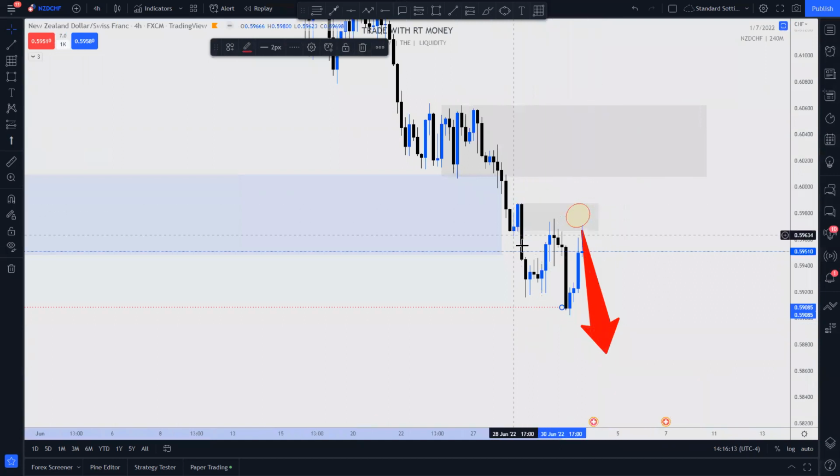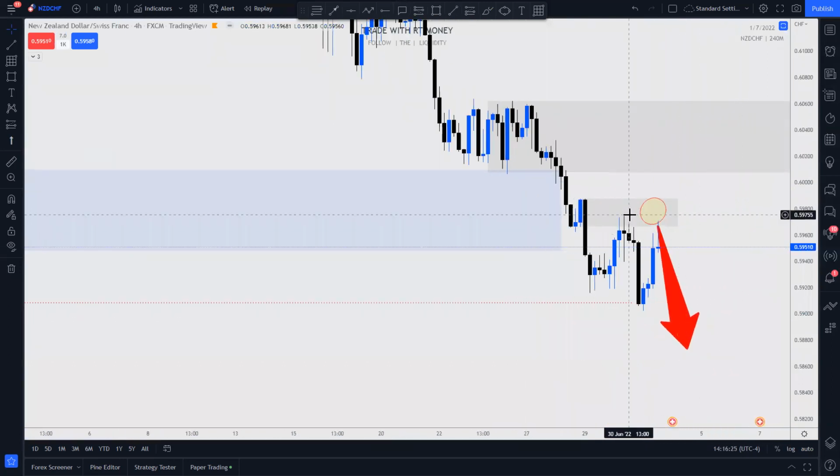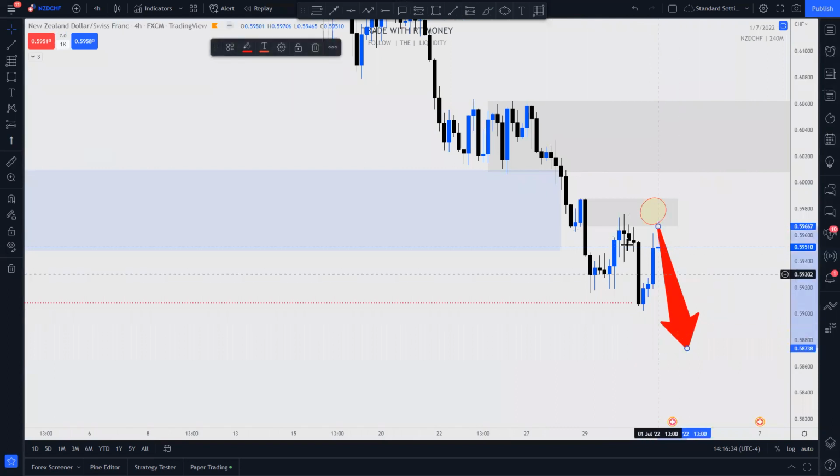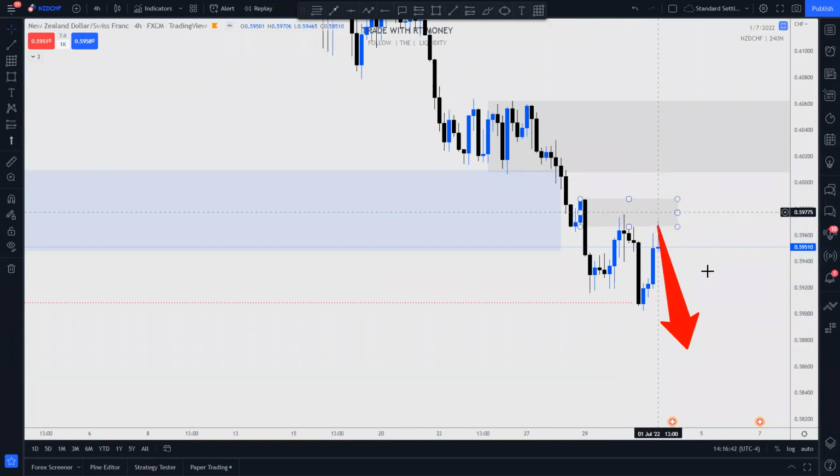Because I gave this zone an alert for the people in Lions Den FX, for the members of the premium Discord. This was a lovely short to take, breaking structure to the downside, and I pointed it out while I was down here. I said, if it comes back up here, we got to take it. It came up, and I left it there, so this goes away.